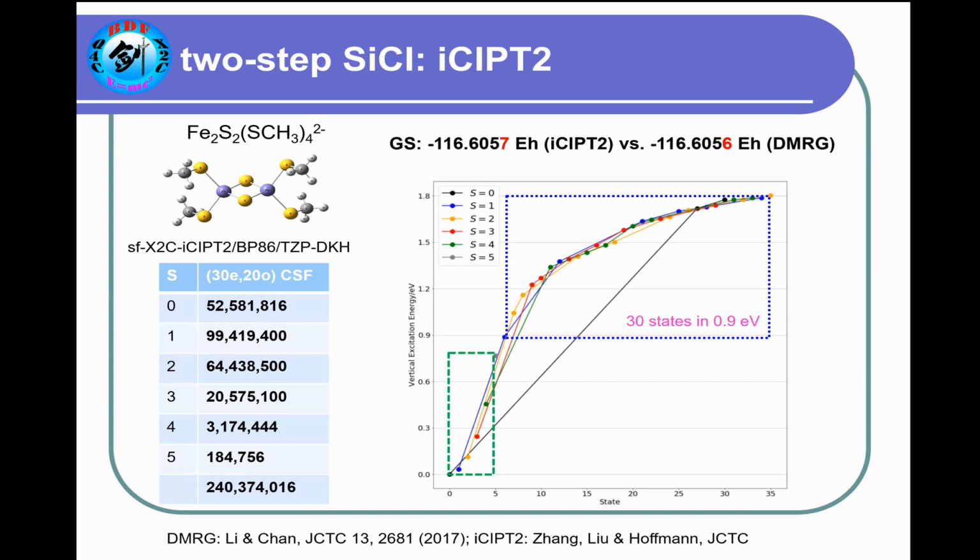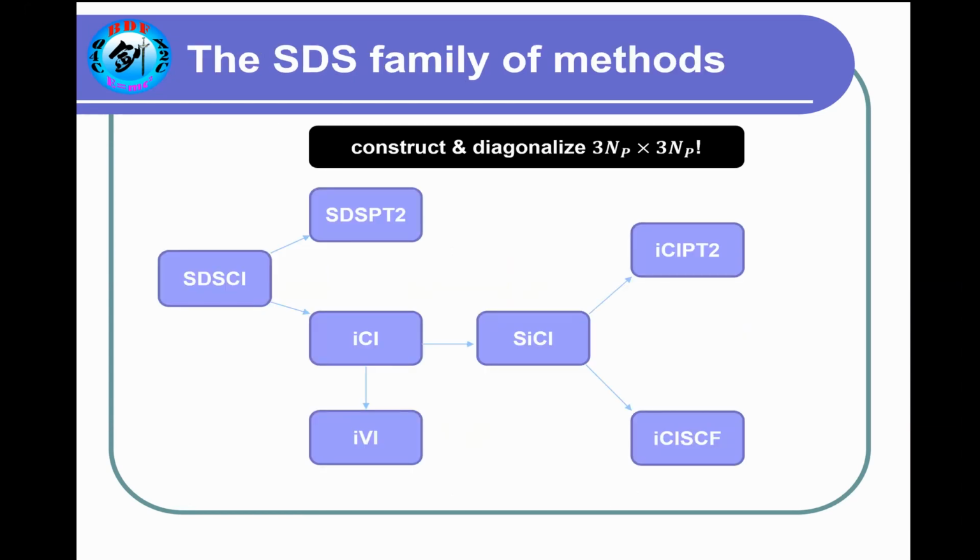I'm curious, in practice, roughly how many orbitals can be utilized for the iCIPT2 method? So far, we have tested about 100 orbitals. But for really large systems, of course, you have to work with localized orbitals and do proper screening of the two-electron integrals. Then you can do somewhat bigger.